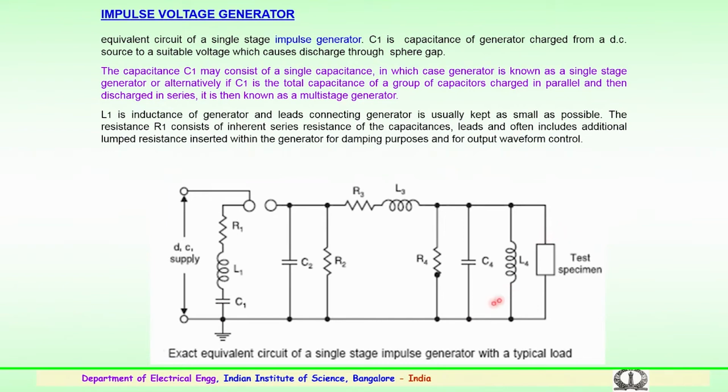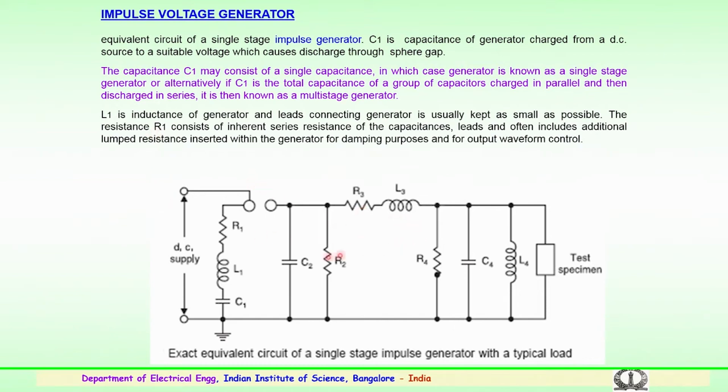So, the exact equivalent circuit of a single stage impulse generator is shown here. The input is the DC supply. You have a capacitor C1, the generator capacitance, and you have C2, the load capacitance. R1, R2 and R3 are the wave shaping resistors.